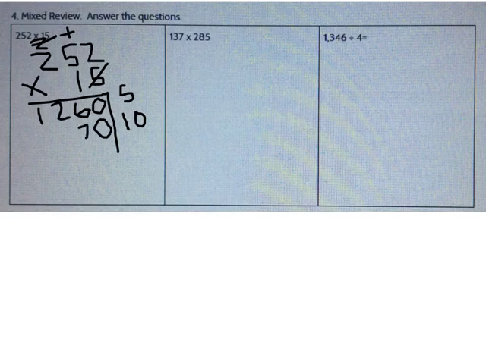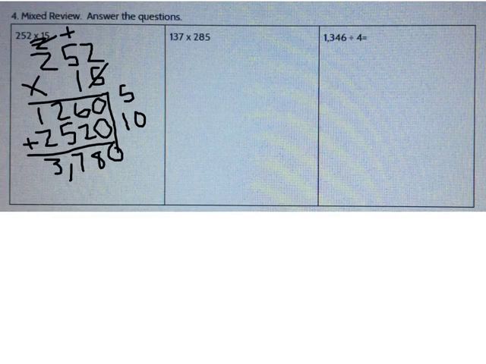1 times 2 is 2. 1 times 5 is 5. 1 times 2 is 2. My last step is to add my partial products. 0, 8, 7, and 3. The correct answer is 3,780. Now let's try a 3 by 3 digit problem. Go ahead and try it. What's 137 times 285? Well, let's see how you did.